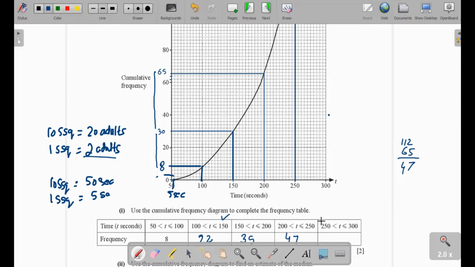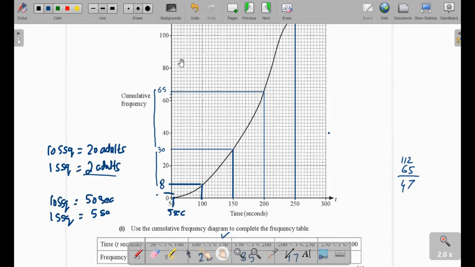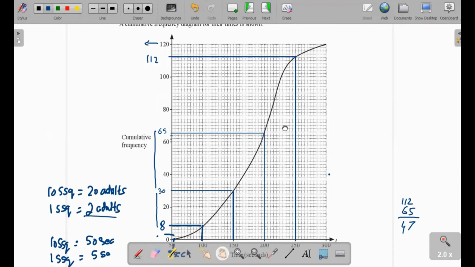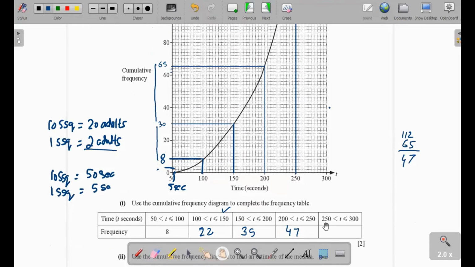And same, now we take the difference between 120 and 112, because that is the number of adults who complete the puzzle between 250 and 300. 120 minus 112 is equal to 8. Now our table is completed. Now let's go to the next part.